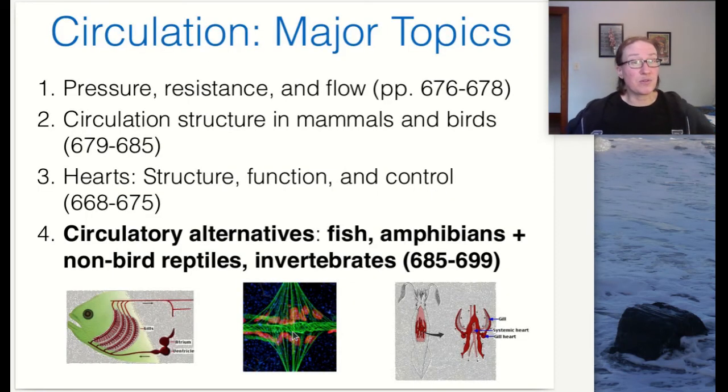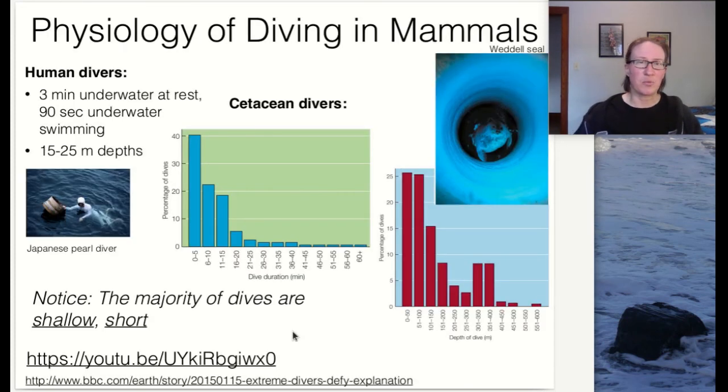Okay, that brings us through our exploration of circulatory alternatives across the fish, amphibians, and non-bird reptiles and invertebrates. So the next topic that we'll be diving into is the physiology of diving in mammals. The great thing about our next topic is that this is going to help us synthesize the ideas we've been exploring all the way through this point of the semester. We're going to be thinking about gas exchange and circulatory function in a particularly amazing group of animals, the diving mammals.